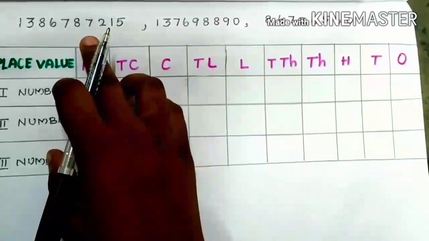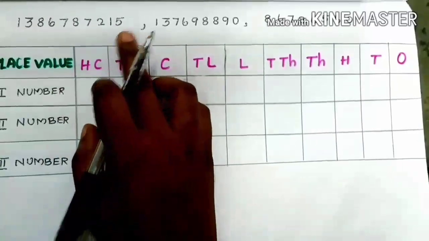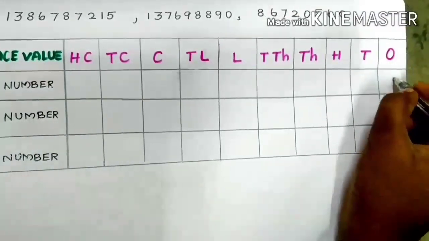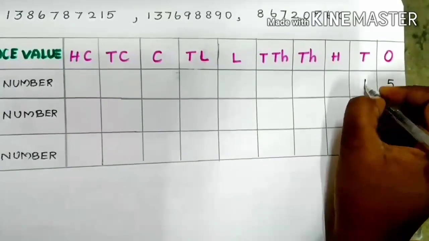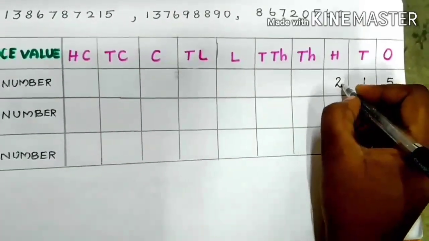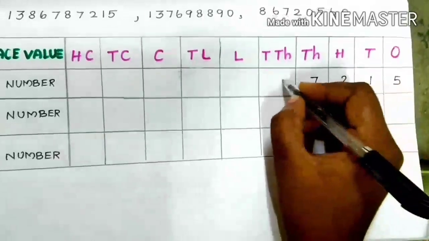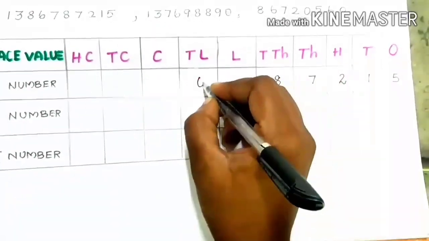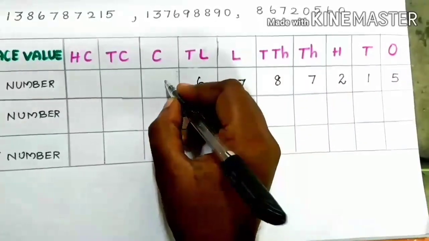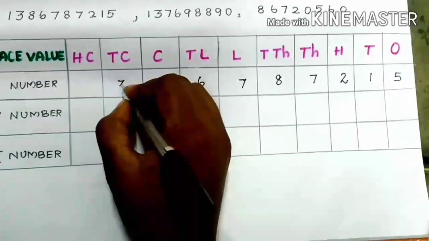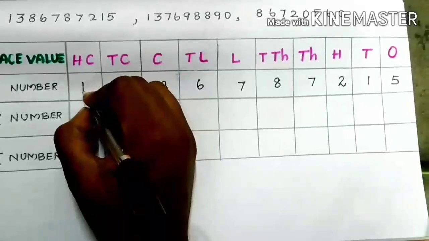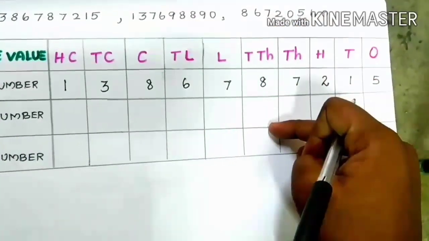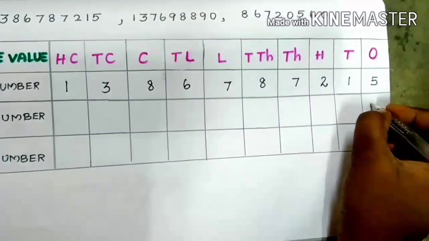First you have to put these numbers in the place value chart. Here in the first number, 5 is in the place of ones, 1 in the place of tens, 2 in the place of 100, 7 in the place of 1000, 8 in the place of 10,000, 7 in the place of lakh, 6 in the place of 10 lakh, 8 in the place of crore, 3 in the place of 10 crore and 1 in the place of 100 crore. Similarly, you have to put the second and third values in the place value chart.